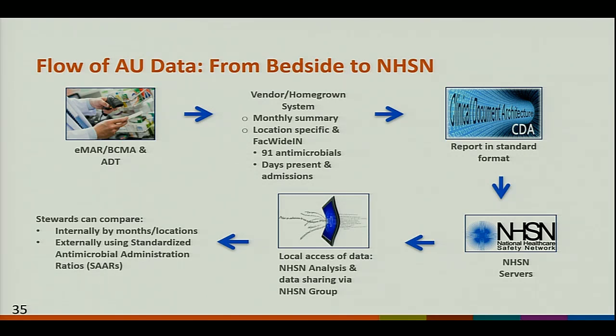They're uploaded into the NHSN servers, and then immediately after you generate your data sets, you are able to review those data using our analysis reports, and you can also share them via the NHSN group function. Once that happens, stewards can compare data internally, reviewing months against each other or locations against each other, or externally using our standardized antimicrobial administration ratios, or SAARs, which we'll get into a little bit later.